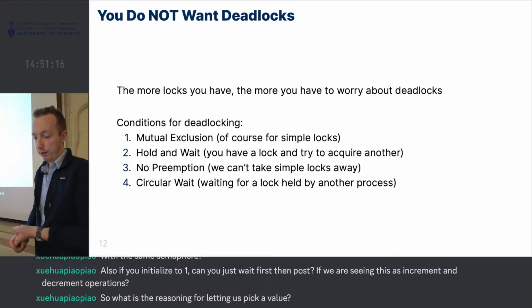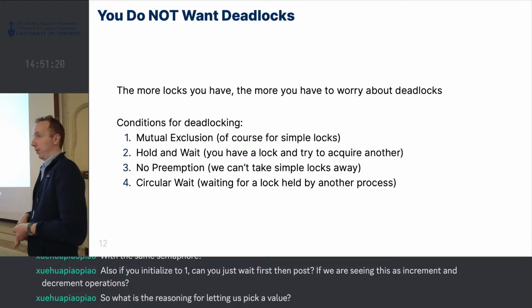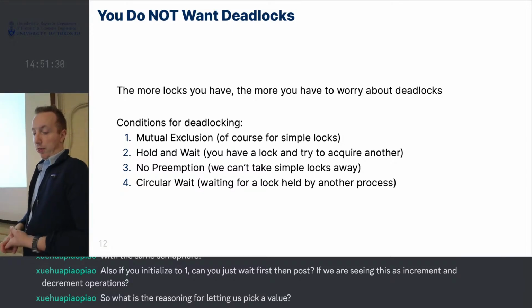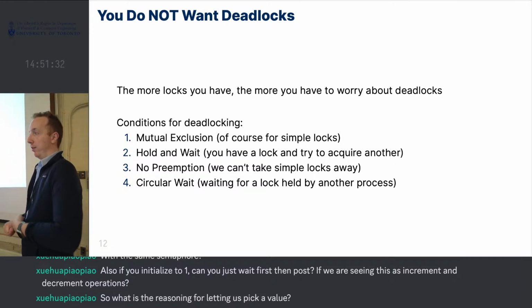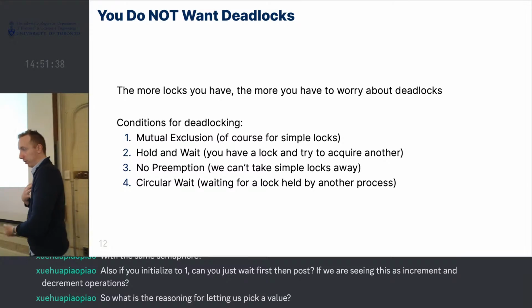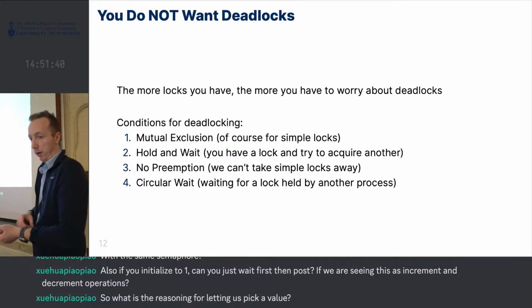So for deadlocks, the conditions you have to have is, well, one, mutual exclusion, which we'll just talk about mutexes. So in that case, of course we have mutual exclusion if we're using mutexes. The second is hold and wait. So you have to have a mutex locked and try to acquire another. So I have to be holding a lock and I have to try and acquire another.